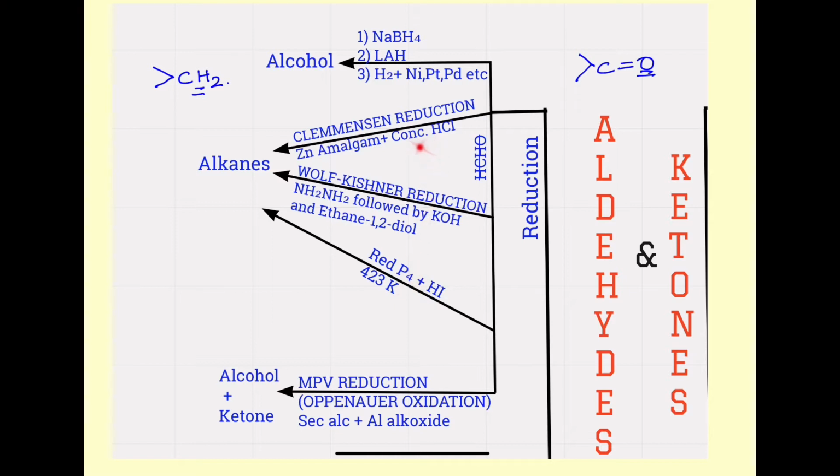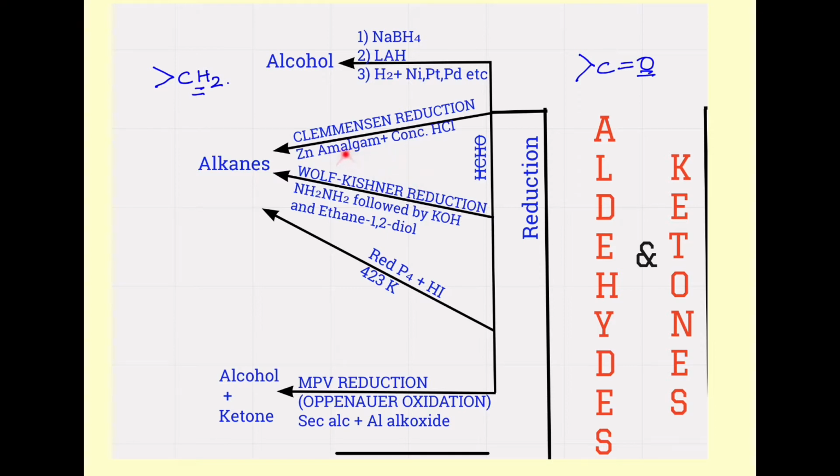Come to zinc amalgam and concentrated HCl. Look at the reaction conditions. Compare the two. Here this is in an acidic medium, whereas the second one is in an alkaline medium using ethane 1,2-diol or ethylene glycol. Both of these, where are we going to use?